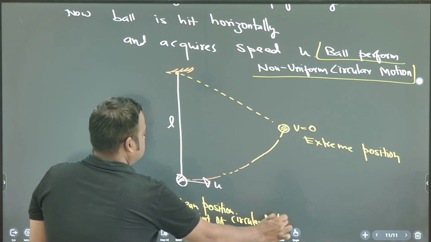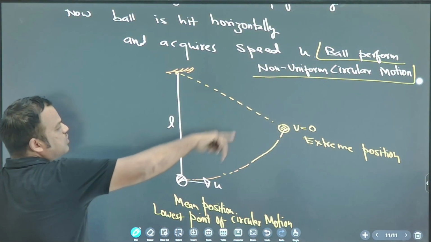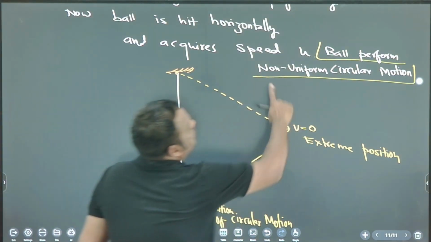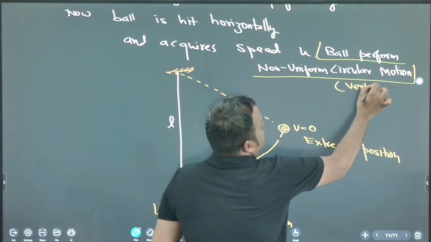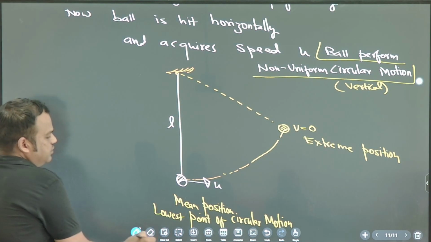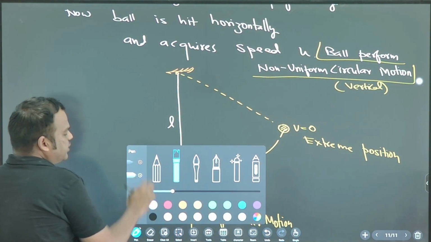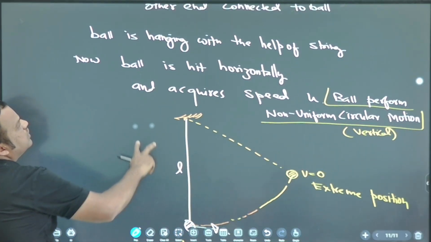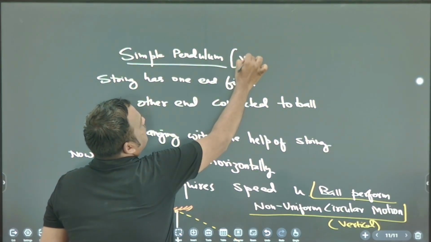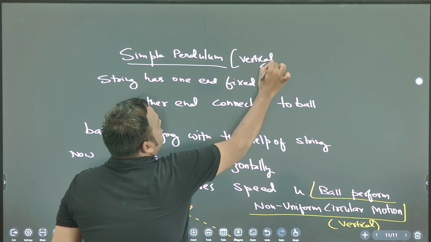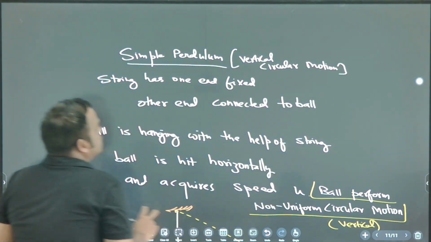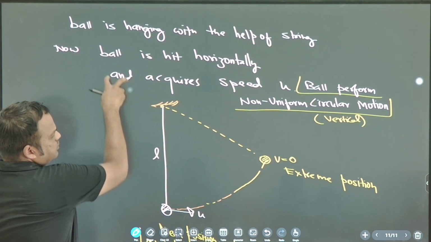Circular motion is horizontal or vertical? Vertical. So note down here only, it is vertical circular motion. In the topic also you can write down. What topic have you written? Simple pendulum. Just write down in brackets vertical circular motion. Simple pendulum is vertical circular motion.